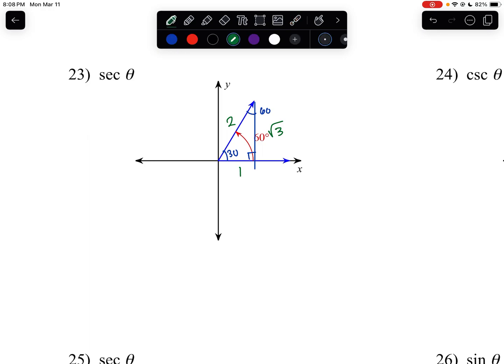Secant is equal to the hypotenuse divided by the adjacent, and the hypotenuse here is 2. The adjacent side is 1, so this is equal to 2.